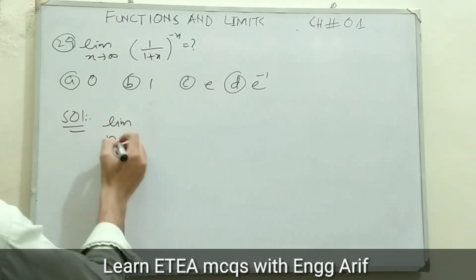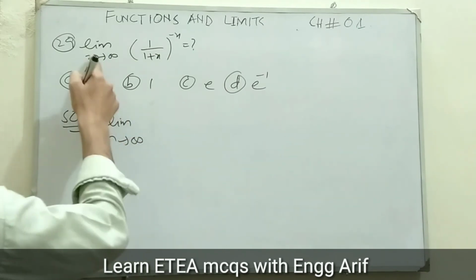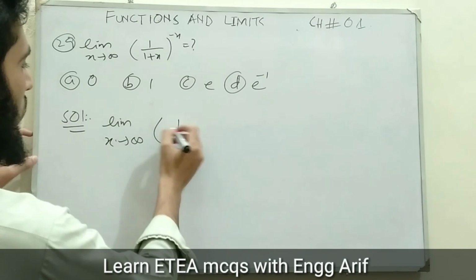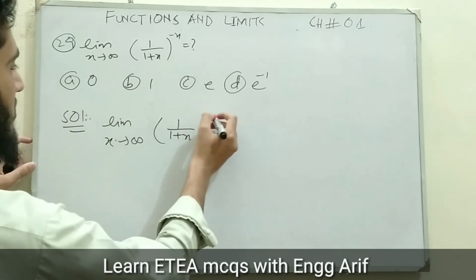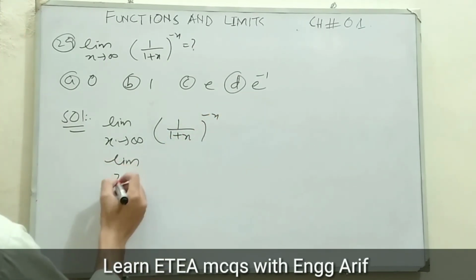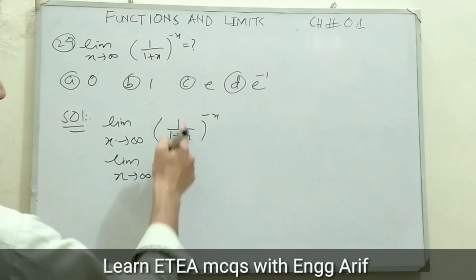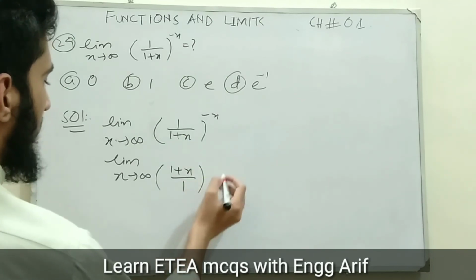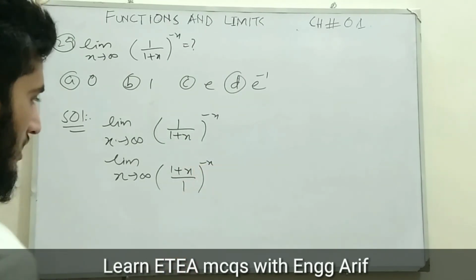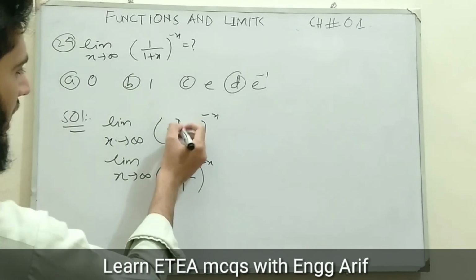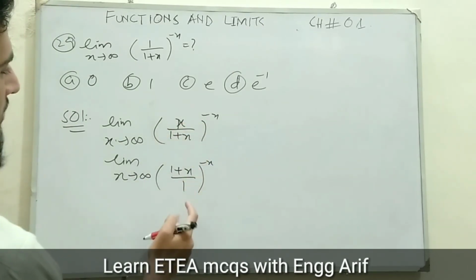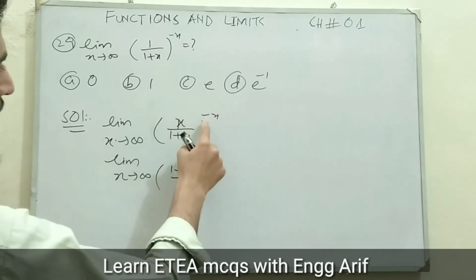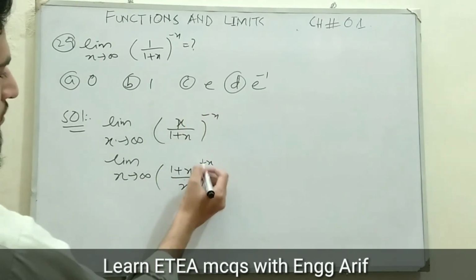Limit x approaches to infinity, this is x, so this is not n. (1 over 1 plus x) power minus x is given. After this, limit x approaches to infinity, reciprocate the base, it becomes (1 plus x) divided by x. So by reciprocating it, the power will change the sign. So here it is minus, it will change to positive.